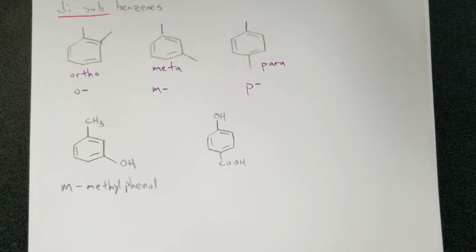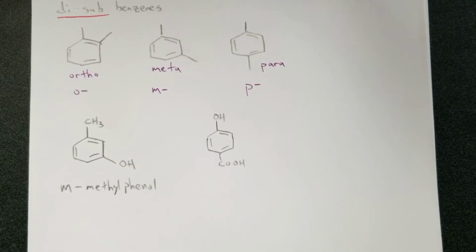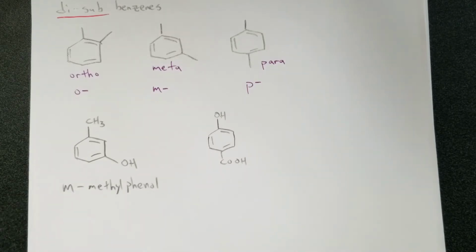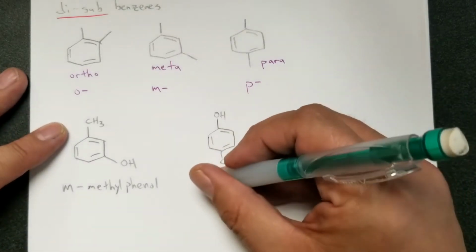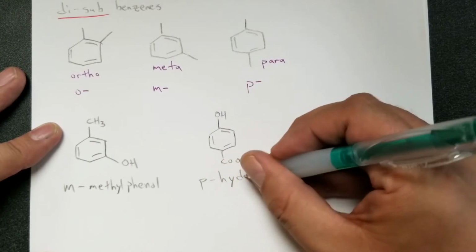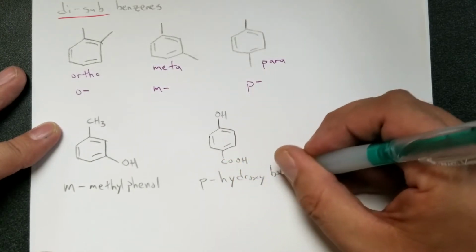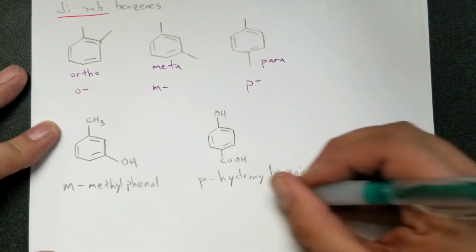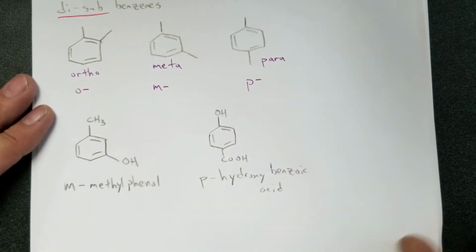So I did mention back when we went over alcohol nomenclature that if you have a non-alcohol oxygen group, it's typically priority. And in this case here, we have a carboxylic acid group versus an alcohol. So you want to give the priority to the carboxylic acid group, meaning the OH is named as a hydroxy, not as an alcohol. So this is para-hydroxy benzoic acid. Running out of room here.